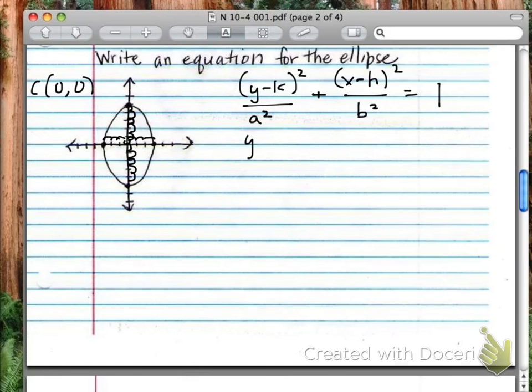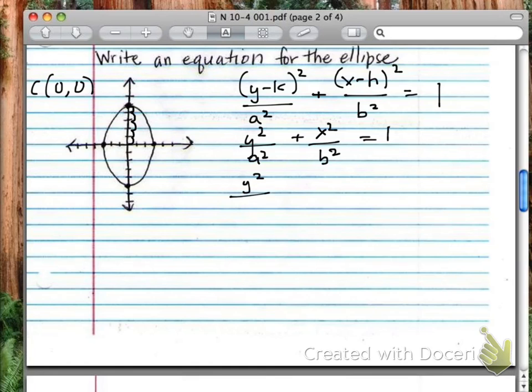So now I have y squared over a squared, right? Plus x squared over b squared equals 1. Okay? What's a? 5. Okay? 5 is a, because we're looking at the distance from the top of the ellipse to the center on the major axis, right? So here's my major axis at the top. 1, 2, 3, 4, 5. So that distance is 5.